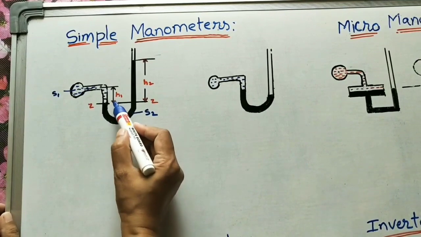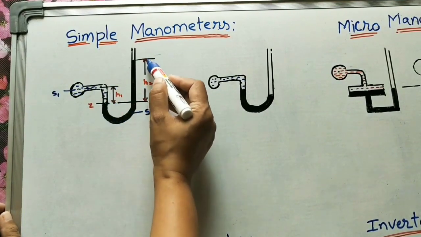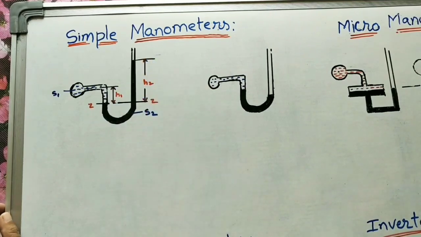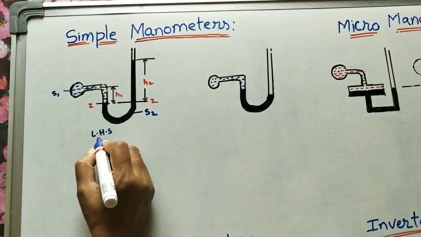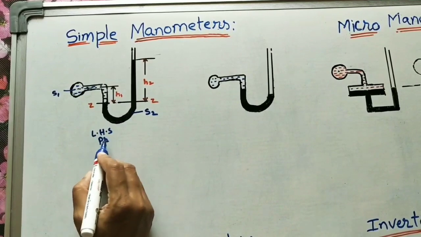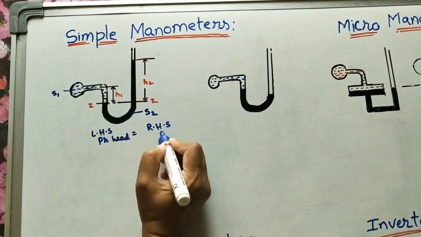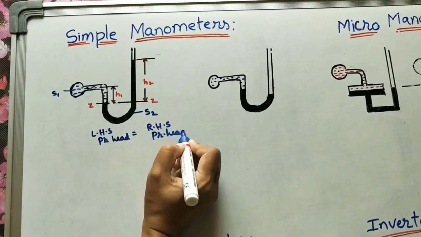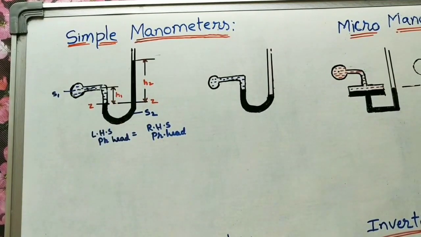From this we are taking the heights. H1 is the height from this level to the center of the pipe, and the right side limb height is H2. Up to this, mercury will be there. Now we are assuming, in all manometers, the left hand side pressure head is equal to the right hand side pressure head. Head means it will give height in meters. If you take H1 and H2 in meters, it will give the height of water. Let us start on the left side first.